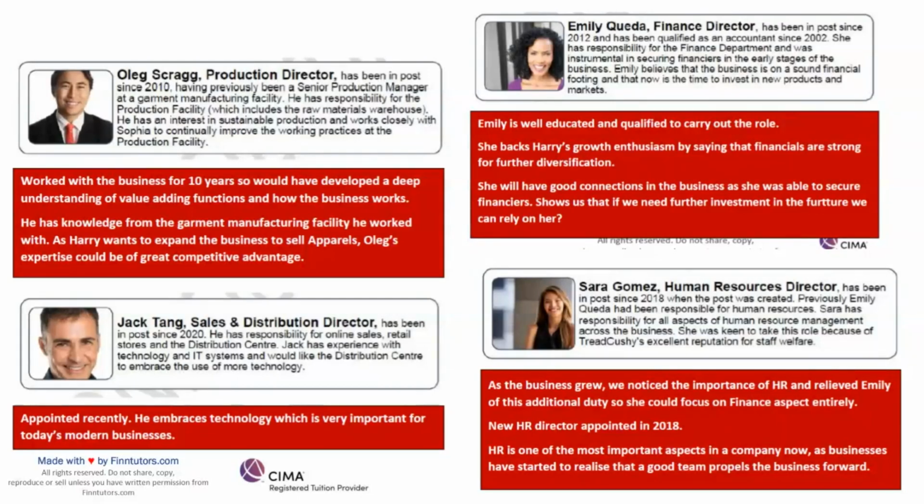So Emily is well educated. That's a good thing, because you need a good education to run a big company and be a finance director. Next, she backs Harry's growth enthusiasm by saying that the financials are strong for further diversification. She will have good connections in the business as she was able to secure financiers. It shows that if we need further investment in the future, we can rely on her. Seems like a reliable choice, because she was able to do it before, and if the business has strong financials, she can do it in the future as well. So she can be someone who powers the growth of this organization.